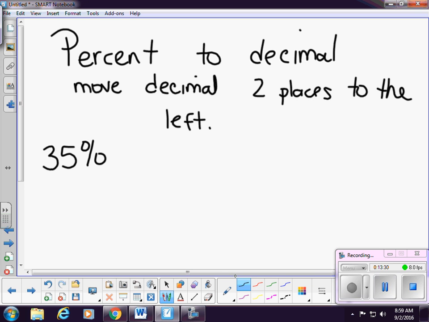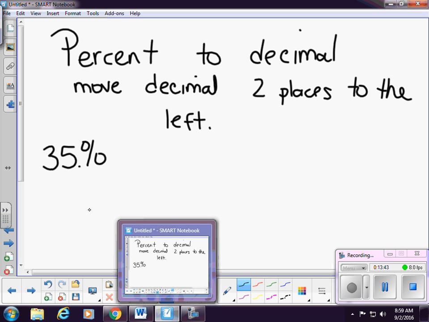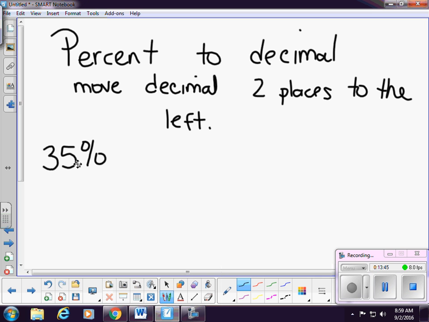So right now, when I have 35%, there's a decimal hidden on there. Where is it? Behind the 5. So it's hidden right here. We just don't write it. Okay? So I'm going to move it 2 places to the left. So 1, 2. So my answer would be 0.35. Now this 0 doesn't have to be there, but it's helpful so you don't lose sight of the decimal.